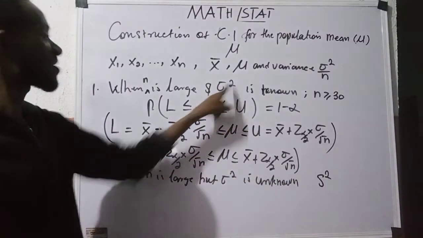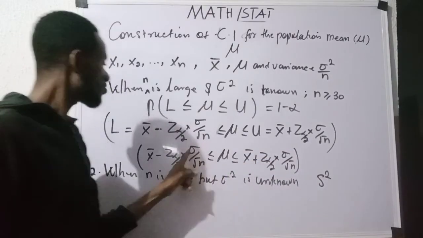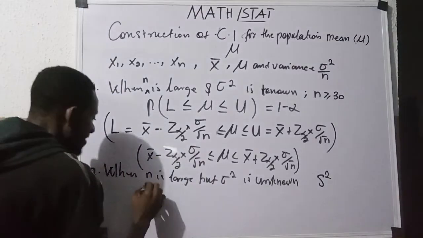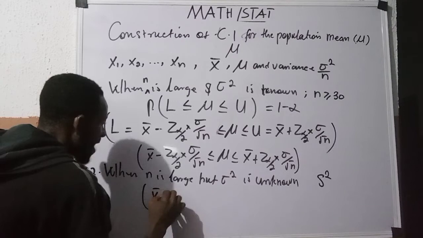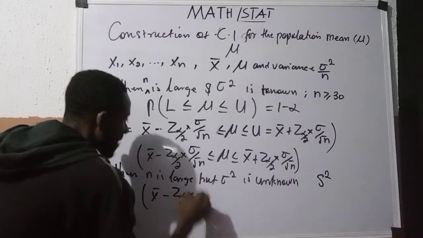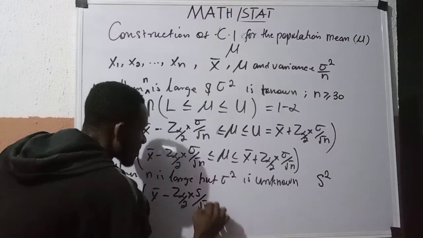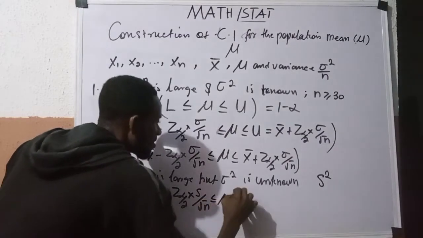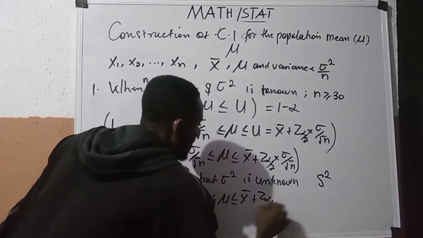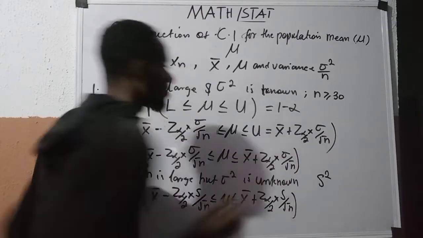Just like you had sigma squared, but in the formula what you have is sigma, here you have S squared, so what you should have here is S. In that case, this formula is now going to be x bar minus z of alpha over 2 multiplied by, instead of writing sigma, you write s over square root of n, less than or equal to mu, less than or equal to x bar plus z of alpha over 2 multiplied by s over square root of n. This is exactly what you are going to have.